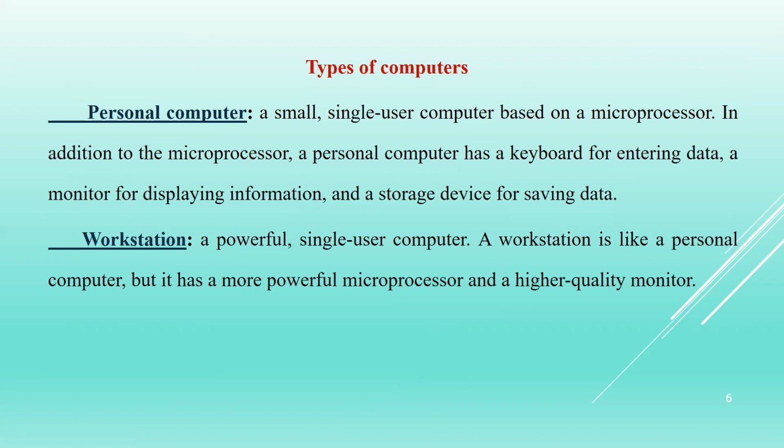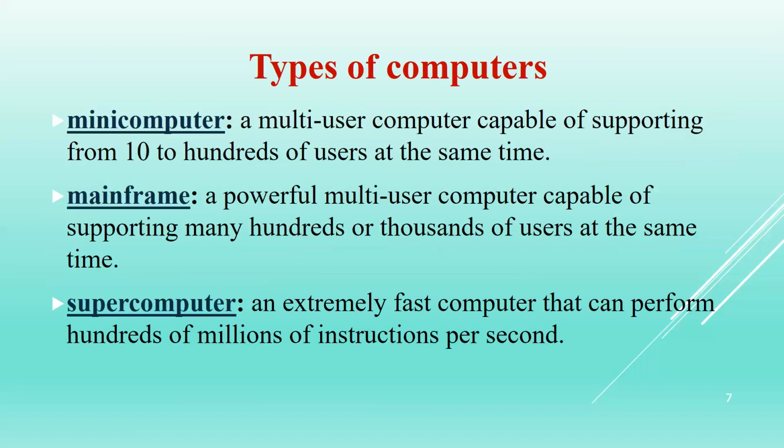Then the next one is a workstation. Workstation, what do you think, which computers can we call a workstation? A workstation is a powerful single-user computer. A workstation is like a personal computer, but it has a more powerful microprocessor and a higher quality monitor. Then the next one is the minicomputer. A minicomputer is a multi-user computer capable of supporting from 10 to hundreds of users at the same time.